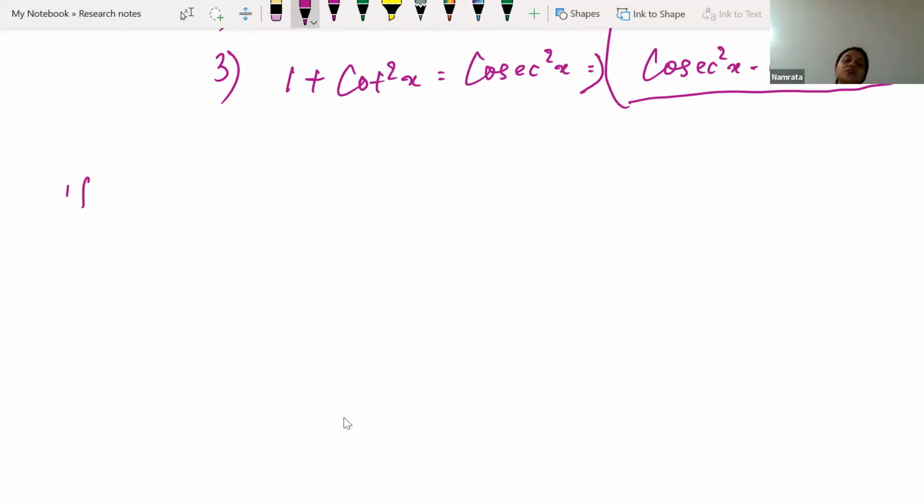So the first question is: if cos x is equal to minus 3/5, x lies in the third quadrant.